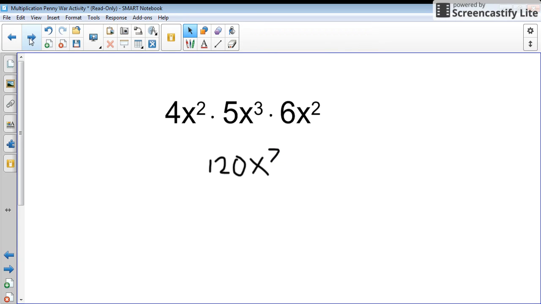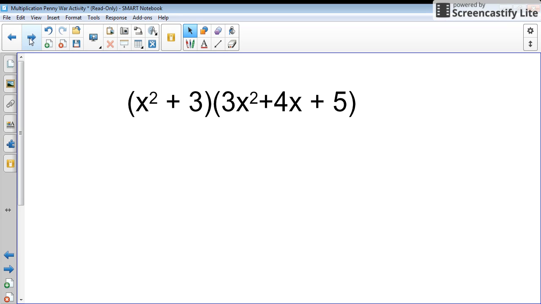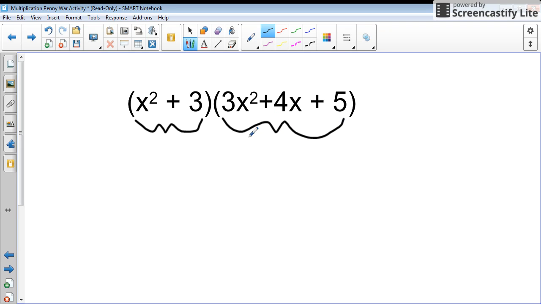The issue is, what happens when I have a polynomial? Like, for example, this guy. What kind of polynomial is this one again? Good. And what about this one? What kind of polynomial is this? Good. Yeah, this is a binomial.